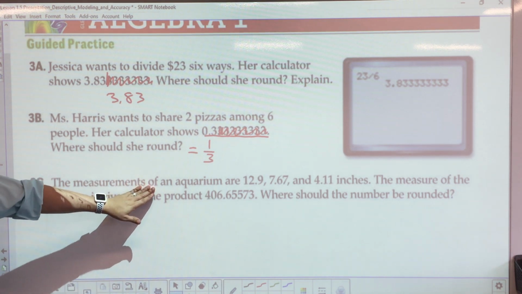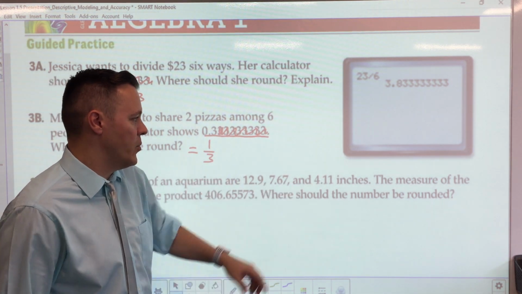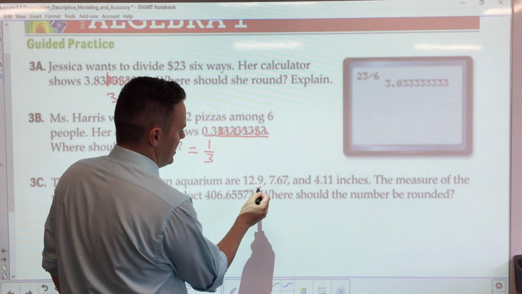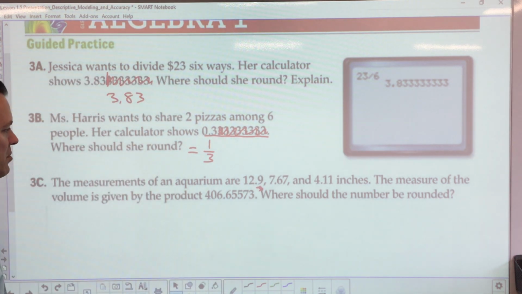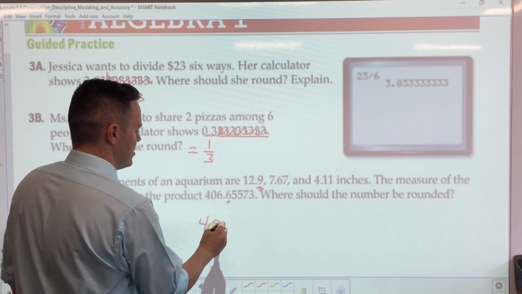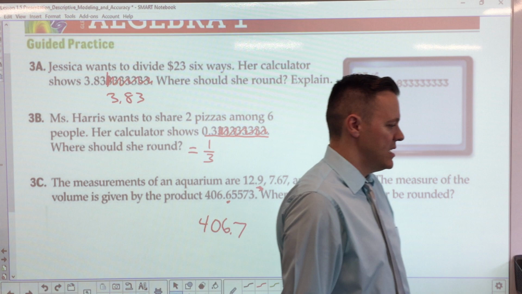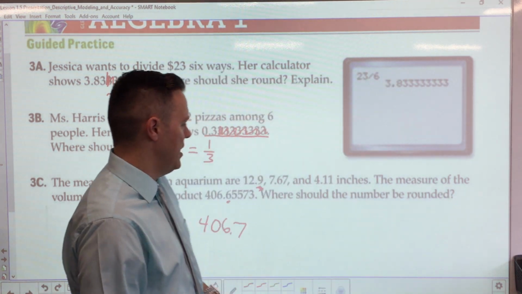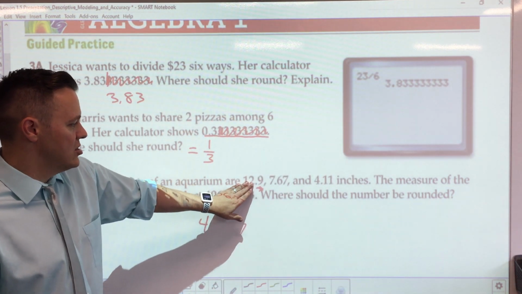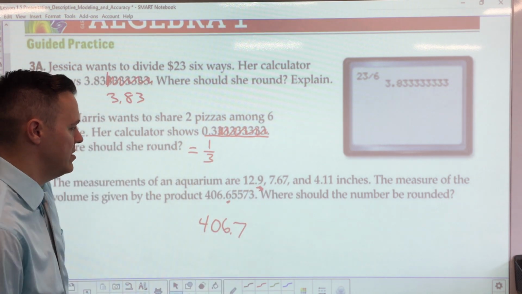The measurements of an aquarium are 12.9, 7.67, 4.11. Remember we talked about right here. Where should the number be rounded? It needs to be rounded right here. So the measurement would be 406.7. Any questions on that? Please come see me. But since these are just 3 digits and it ends at the tenths, you need to round it to the tenths.